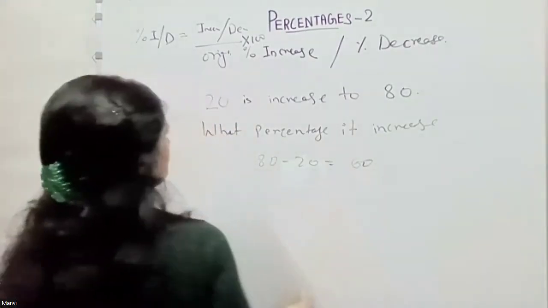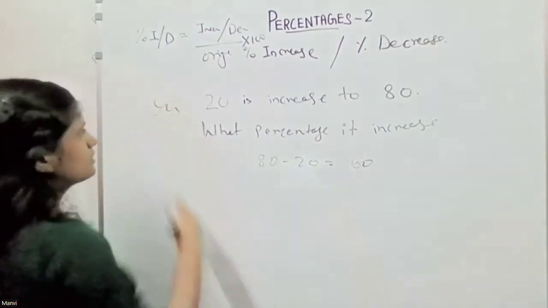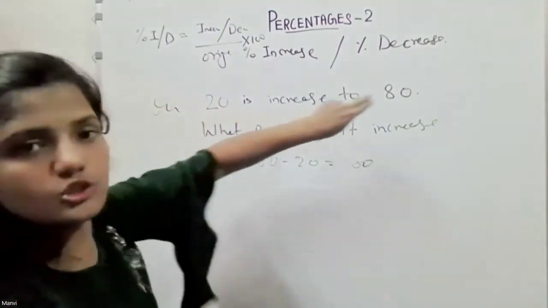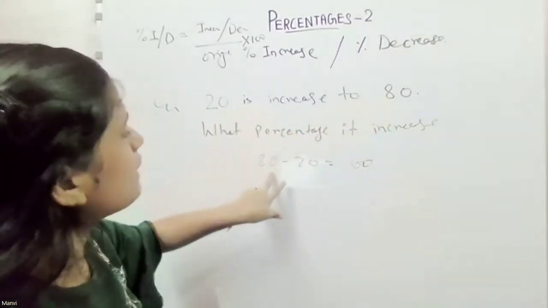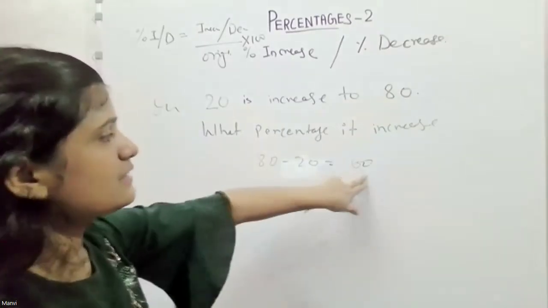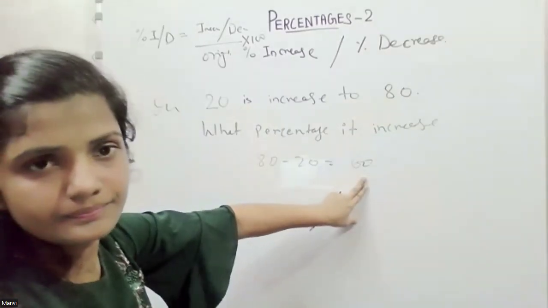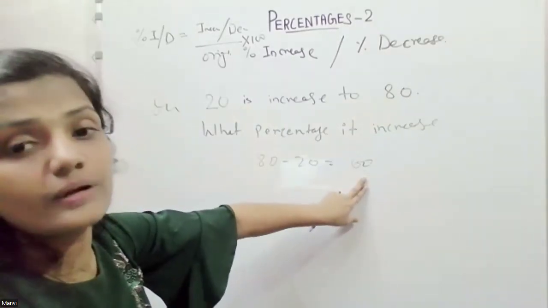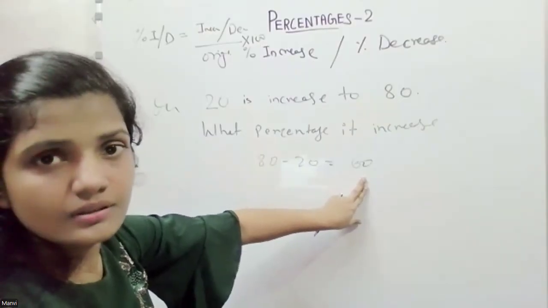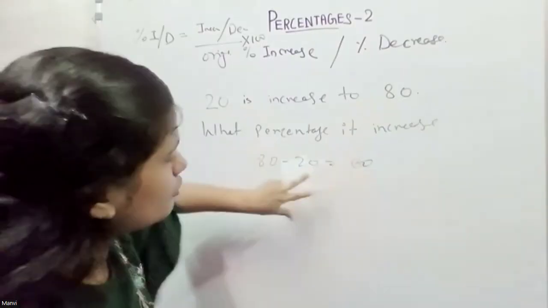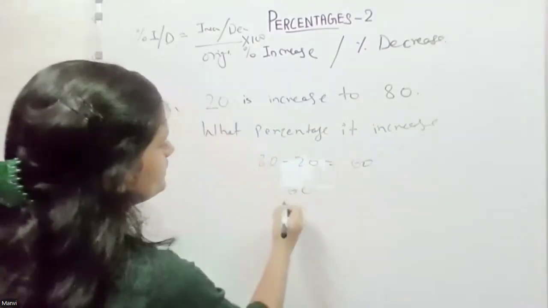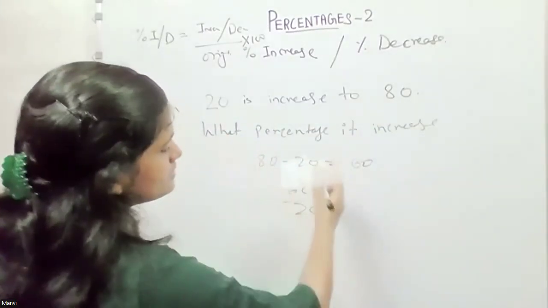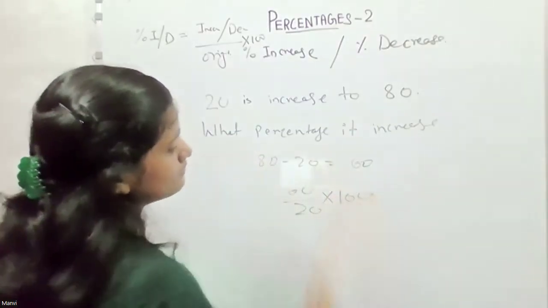Kavya, please let me explain this again. This 20 increased to 80. So what amount did it increase? 80 minus 20, which is 60. We need to calculate the percentage increase. So it will be the increased amount, which is 60, over the original amount, which is 20, and times this with 100.